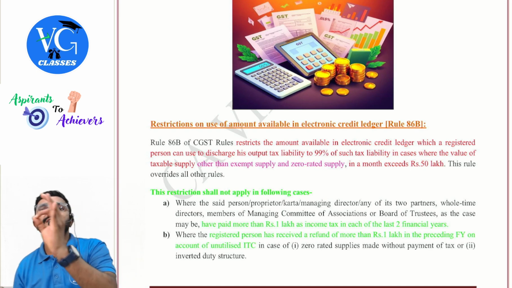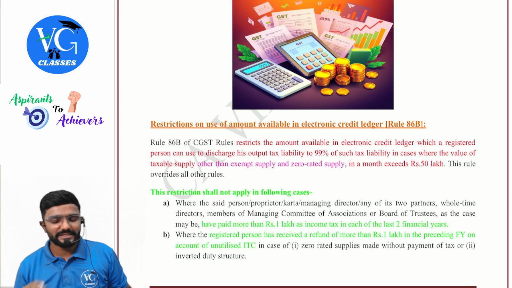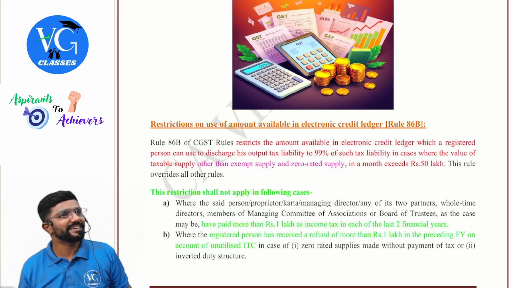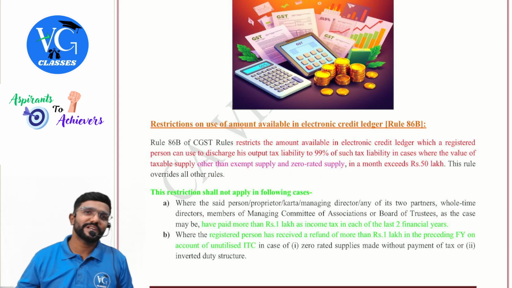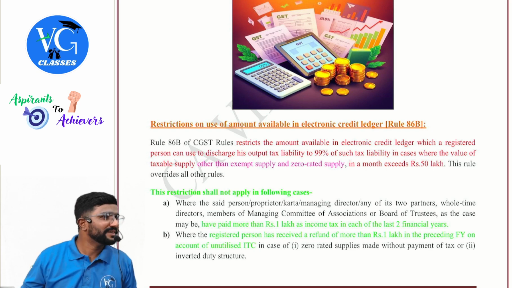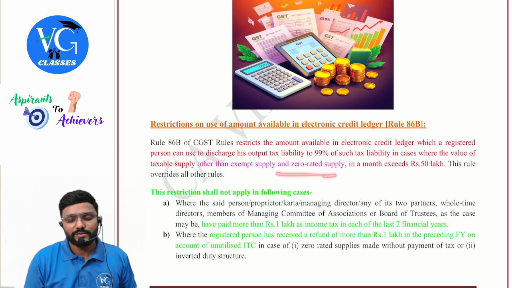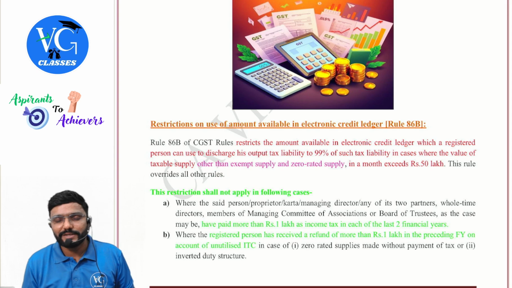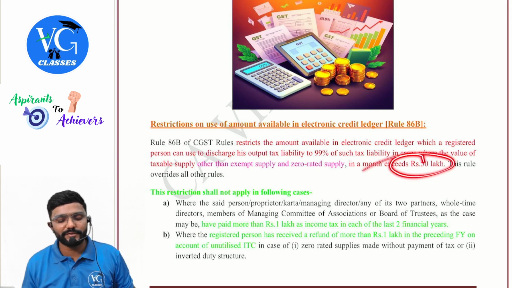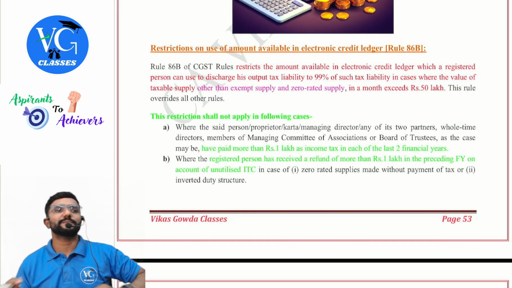So other than exempt and zero rated, because for zero rated you can claim the credit, yes, and they know that you don't have anything to adjust because your output tax is zero rated. Clear? So that is why they are excluding it. So other than exempt and zero rated, if the value of taxable supply in a month is more than 50 lakh, for you, rule 86B is applicable.